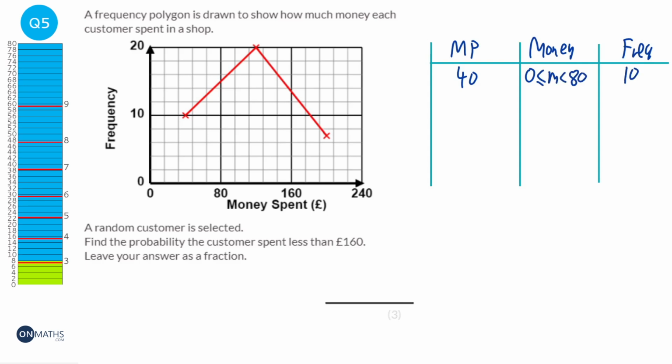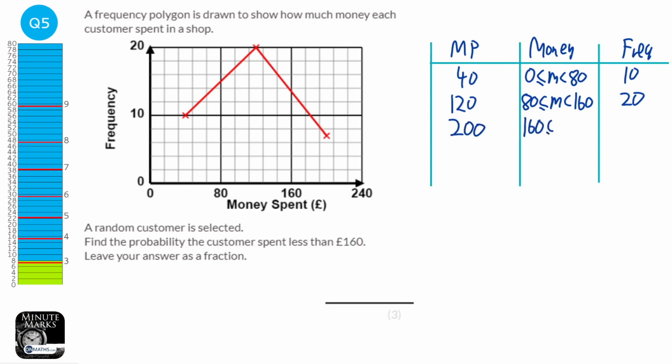The next midpoint is here. So that was going to be 120. And we can see that that's between 80 and 160. And the frequency is 20. And finally, the last midpoint is here, which is obviously 200. And that is between 160 and 240. And the height of it is going to be 7.